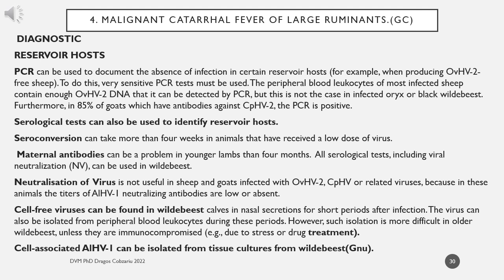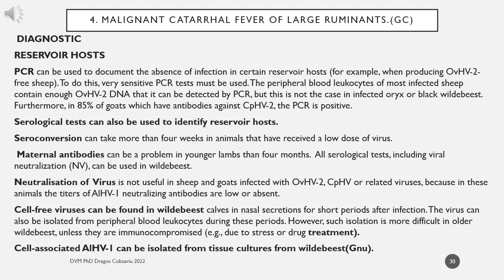Serological tests can also be used to identify reservoir hosts. Seroconversion can take more than 4 weeks in animals that have received a low dose of virus. Maternal antibodies can be a problem in lambs younger than 4 months. All serological tests, including viral neutralization, ELISA, can be used in wildebeest. ELISA is not useful in sheep and goats infected with HV2, CpHV or related viruses, because in these animals the titers of AL-HV1 neutralizing antibodies are low or absent.